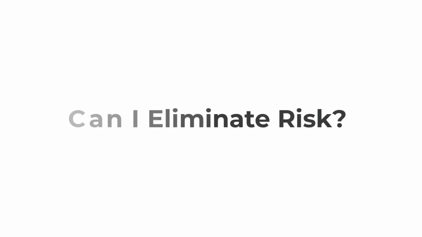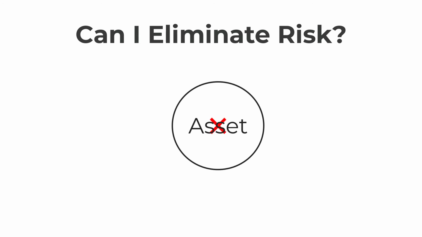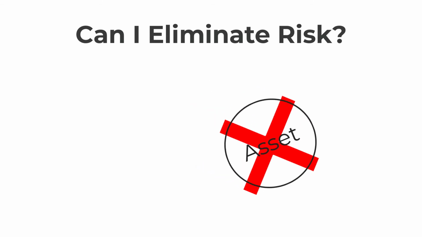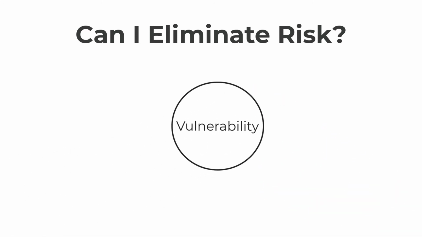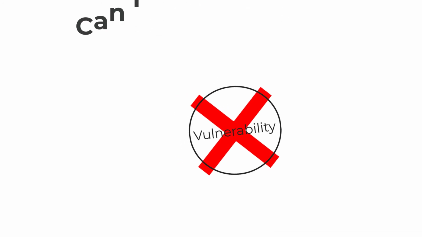Is it possible to eliminate risk? Unfortunately not. Eliminating risk would mean that you eliminated all your assets. Clearly, you can't be in business without assets. Or that you eliminated all threats. And unfortunately, that's not going to happen in the world we live in. Or that you eliminated all vulnerabilities. But sadly, that's not going to happen either. Software is never going to be perfect. Instead, we need to focus on reducing or managing risk. The point of intersection of those three circles can be made as small as possible.